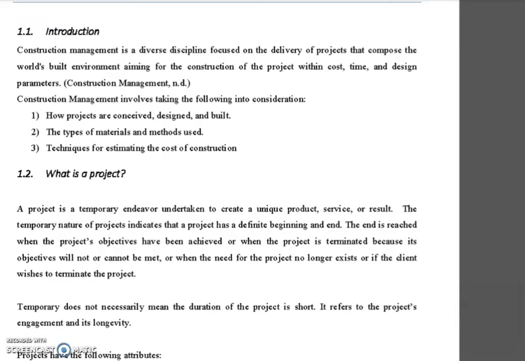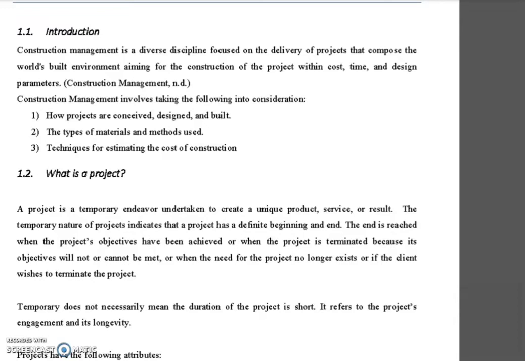So every project has its own goals or aims. However, they are all combined within three things: time, cost, and design parameters. And mostly they call the design parameters the quality sometimes. Okay, and we will take this in the triple constraint triangle in this class, inshallah.